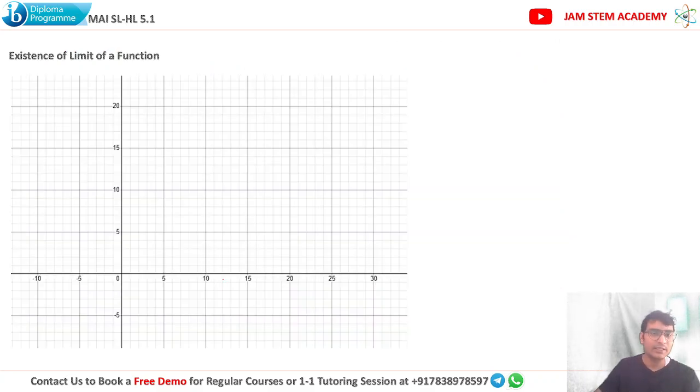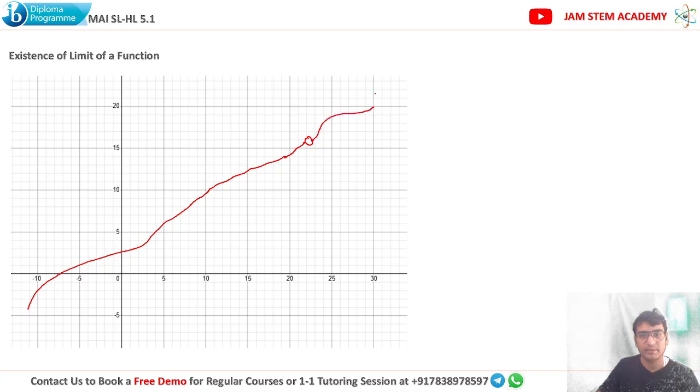Now consider different scenarios, like we have the graph of a function given by this, and there is a hole here, and again it starts from here, and then there is another hole here. So this is the graph of the function and we have 3 points. Let's say one of them has x value 10, here the x value is, let's say, 22, and the x value as 30.